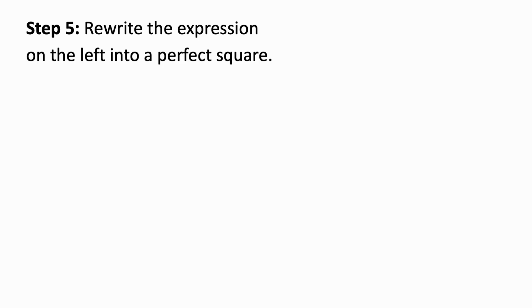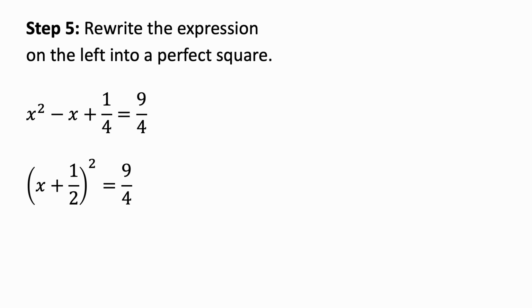Now step 5, rewrite the expression on the left into a perfect square. So this is our equation. Carrying out step 5 gives us x plus a half all squared equals 9 over 4. Notice that this is a positive half.